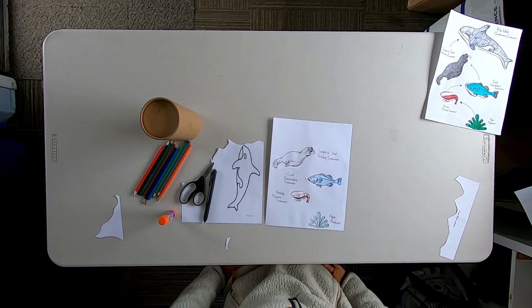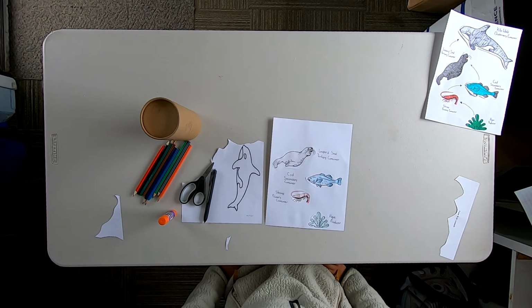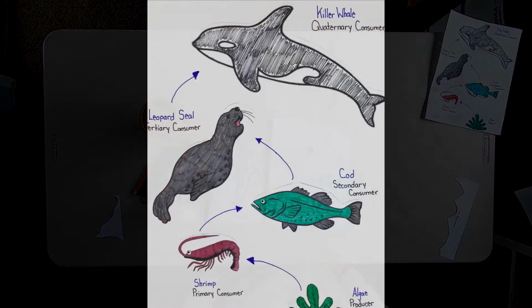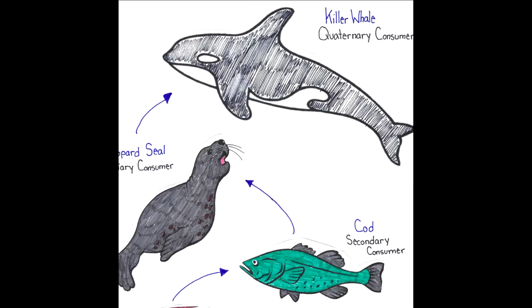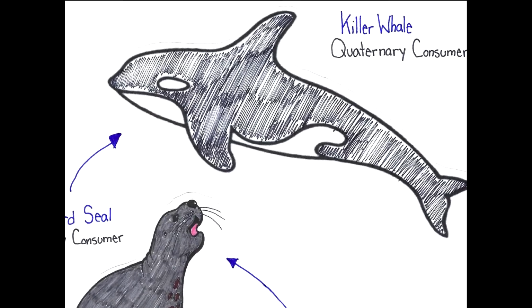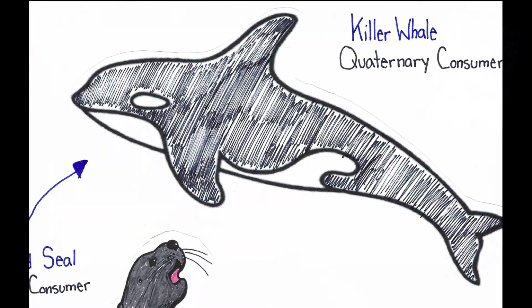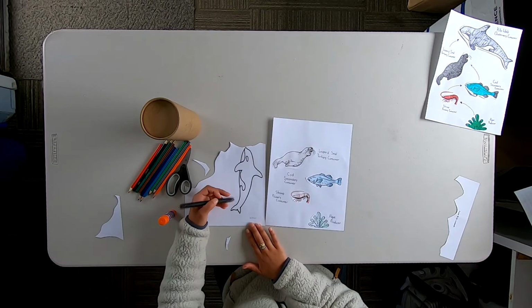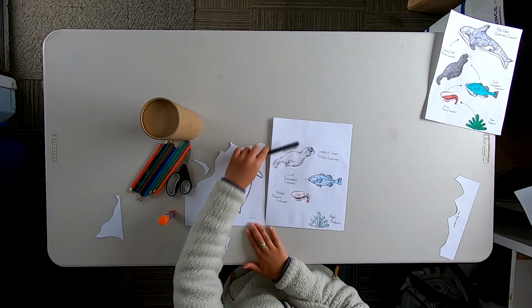Some food chains have 3 types of consumers, but there are some food chains that have 4 types of consumers. This is the quaternary consumer. These consumers are on the top of the food chain and eat tertiary consumers. On our sheet of marine animals, you may see that there is one animal left. This is the killer whale. The killer whale is the quaternary consumer of our food chain. We're going to go ahead and cut him out and glue him right above the leopard seal.